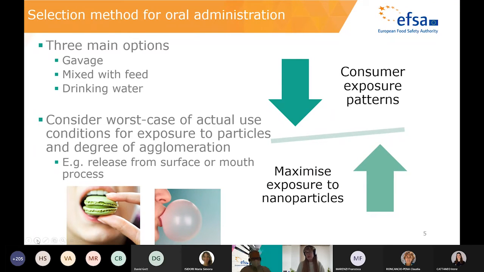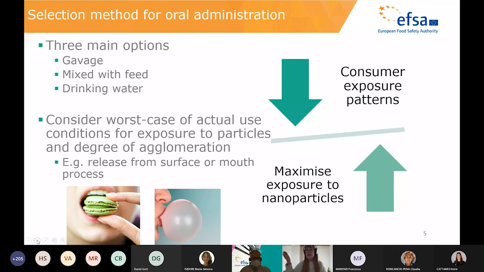And we always have to consider which route is the most representative for the consumer exposure, for the worst case of actual use. So if the compound is used in solid food, you have two possibilities. You have mixing with feed, which is the first choice, and then gavage. If it would be a case of a nanomaterial, then of course we have to consider agglomeration. And therefore, sometimes it is necessary to use gavage.